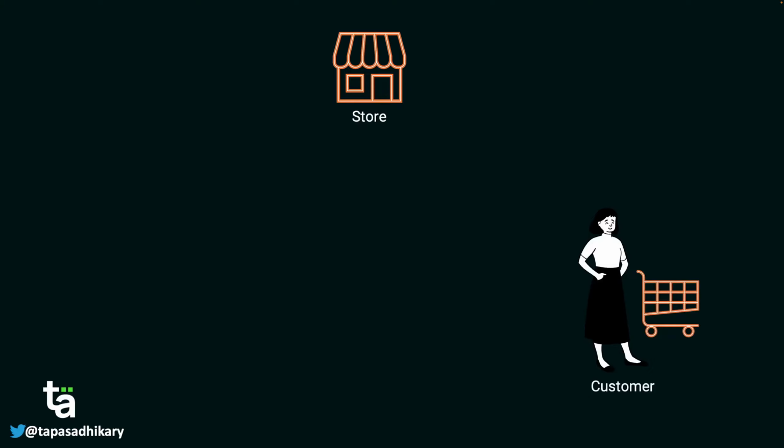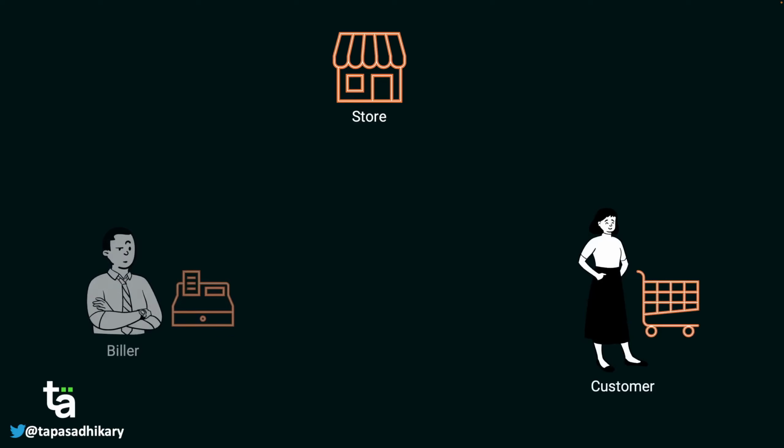Now let's take an example of a little bit bigger application. Let's talk about a store. The store could be an online store or some grocery store in your neighborhood. Let's say there is a customer and the customer has added certain things into the cart, and after that he has to go to the biller for billing, right? So this is the flow in a regular shop.